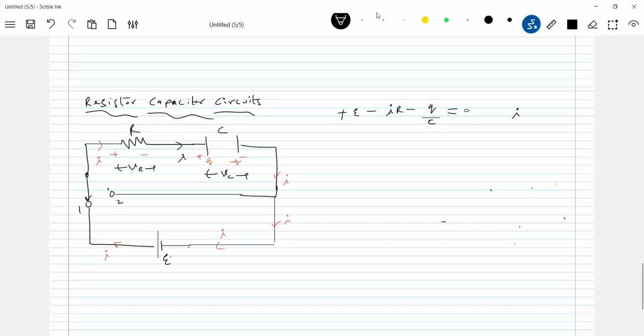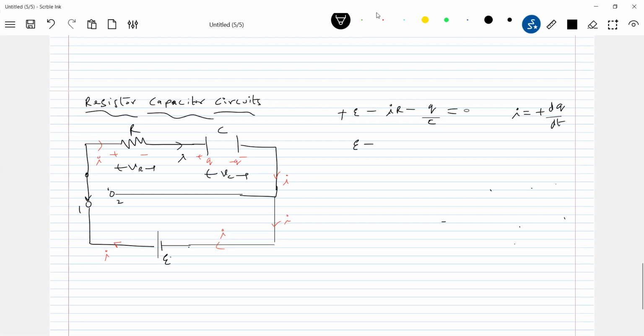So therefore, this I is equal to plus dq by dt. If the charge across the capacitor increases, I should be equal to dq by dt, or we can call this a charging current. If the charge across the capacitor decreases, then the current through the capacitor should be minus dq by dt. There's a convention.